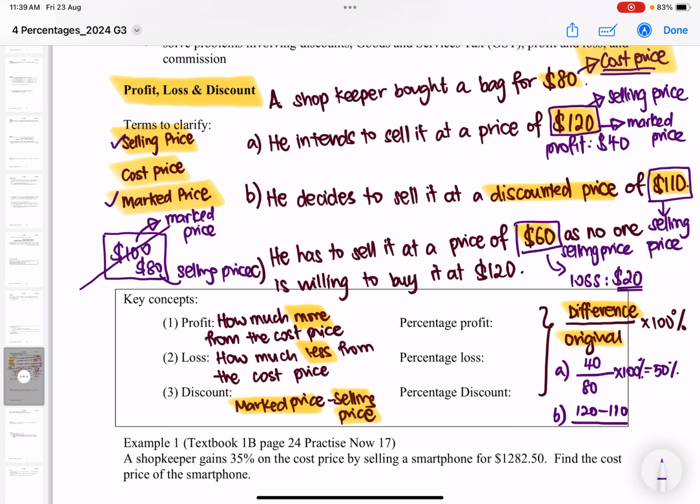So you notice the discount has nothing to do with the cost price. Discount is from the perspective of the customer. How much less are they paying now compared to the original selling price? Then divided by the original selling price. Again here, the customer need not know what the cost price is. So this is how we will calculate percentage discount. Now let us apply this in the examples.